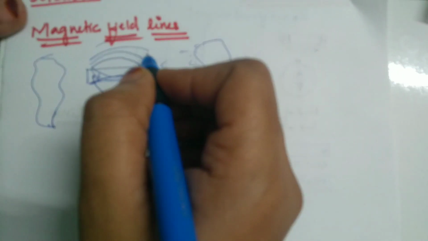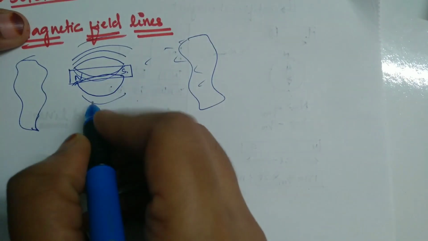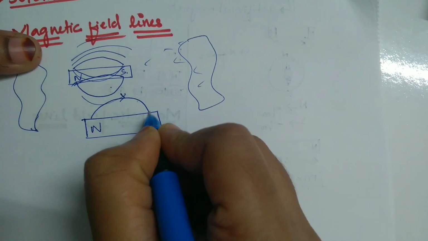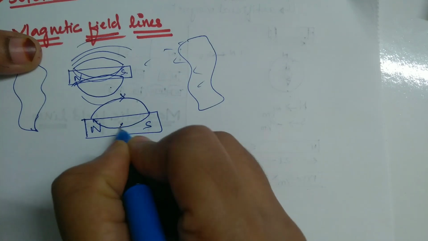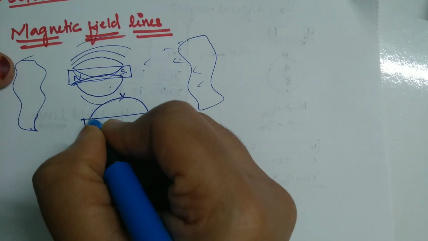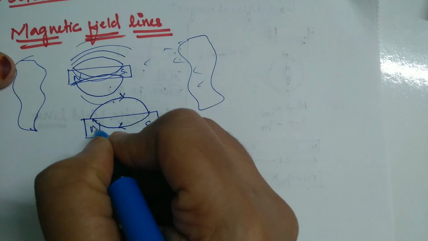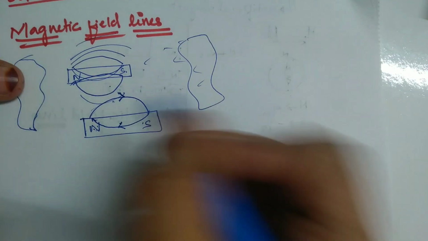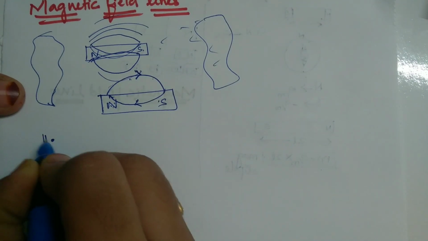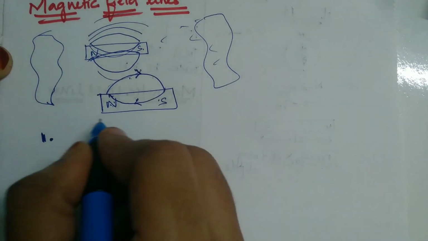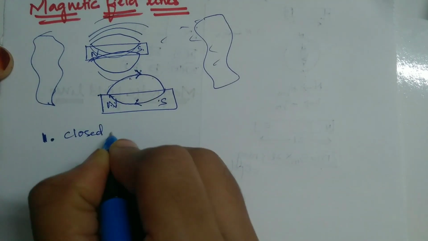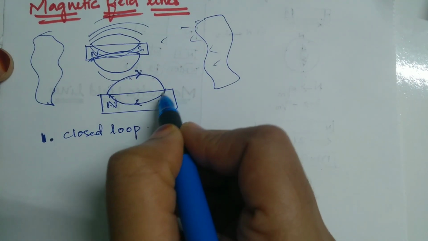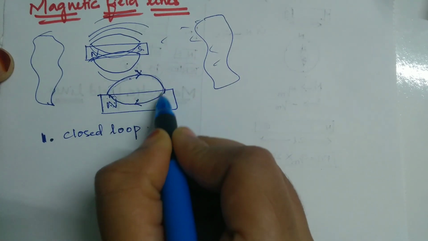Now this pattern was observed, and it was observed that the magnetic field lines start from the north pole and go back to the south pole in this direction. So it forms a closed loop. Now we can say outside the bar magnet, the direction of magnetic field lines is from north to south, and inside the bar magnet it is from south to north. So with this we can state the first property of magnetic field lines: they form a closed loop. That is, it starts from north and ends at the south, and from south it goes to the north. So it forms a closed loop.